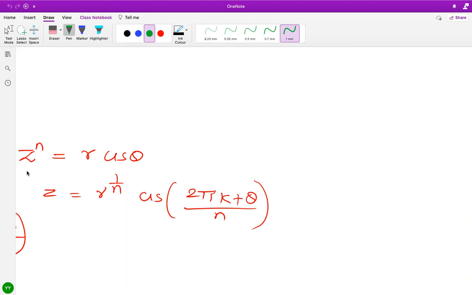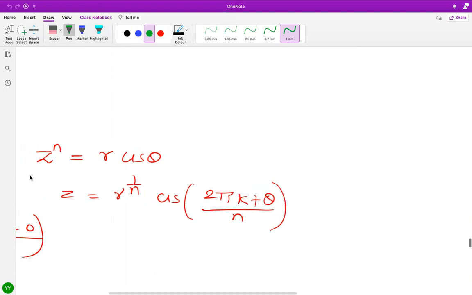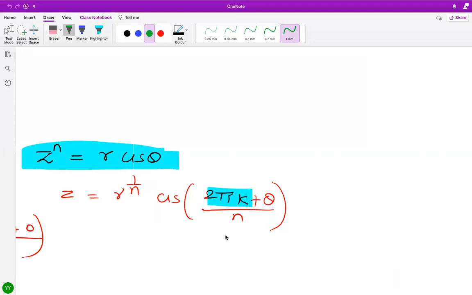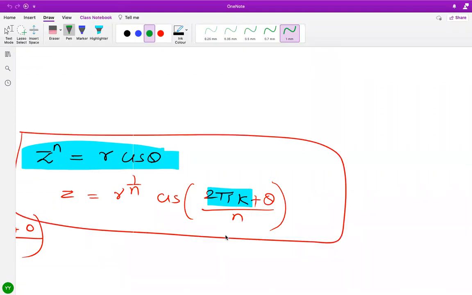given in the form z raised to n is r cis theta, then z is possibly r to the power 1 by n cis (2 pi k plus theta) by n. I have explained pretty well in that video how exactly the 2 pi k concept comes in the picture. So this you can remember as a formula or key concept for any nth root.